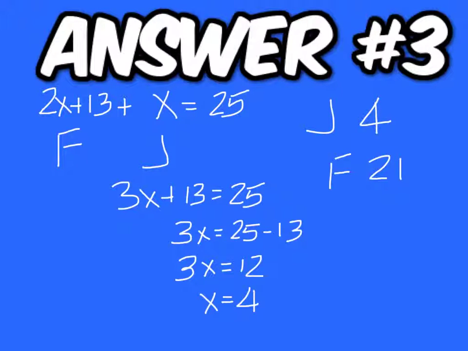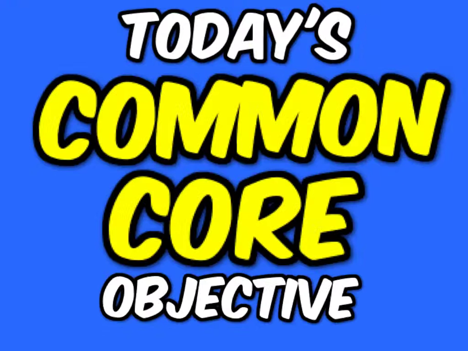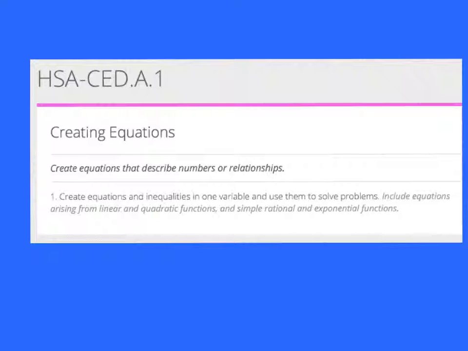And number 3, 2x plus 13 and x are your expressions. Set it equal to 25 and solve for x to get 4. So one of them is 4 and the other one is 21. Today's objective, we're still on creating equations from word problems and then solving them. Here's an example.